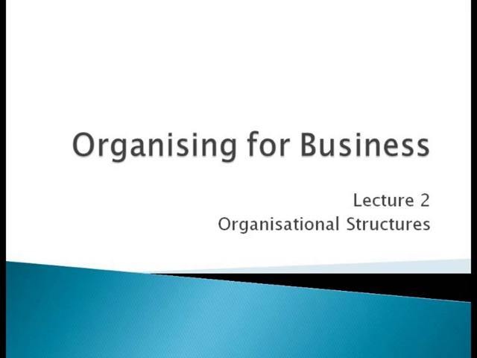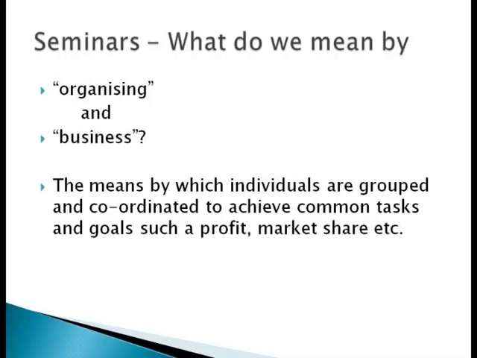So we talked also in the seminars about what we meant by organising and what we meant by business. And we came up generally with a kind of definition that looked at organising for business means the means by which individuals are grouped and coordinated to achieve common tasks and goals such as profit or market share. Various groups will have come up with different definitions, but that's the kind of thing that we're starting to look at. So organising for business, what does it mean?